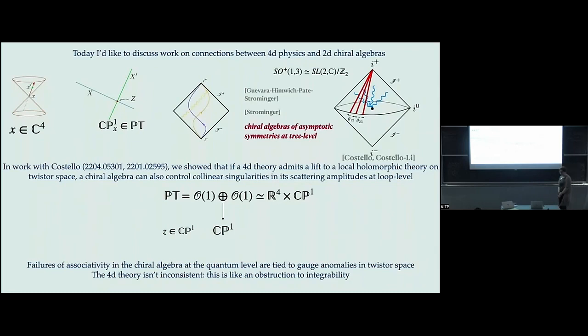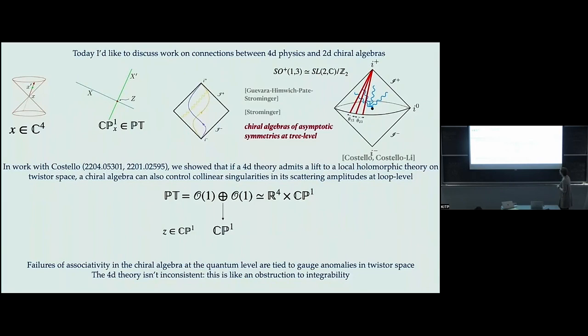So what are the precise connections that I want to tell you about that relate four-dimensional physics in asymptotically flat spacetimes to two-dimensional chiral algebras? The key statement that I want to lead with is the following. We would like to understand whether a 2D chiral algebraic structure on the celestial sphere persists not just at the level of classical physics, which was shown by Strominger and collaborators, but also upon quantizing and taking into account loop corrections in the four-dimensional theory. Are these chiral algebras something that survive quantization or not?